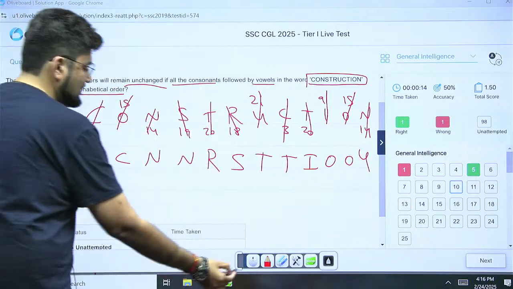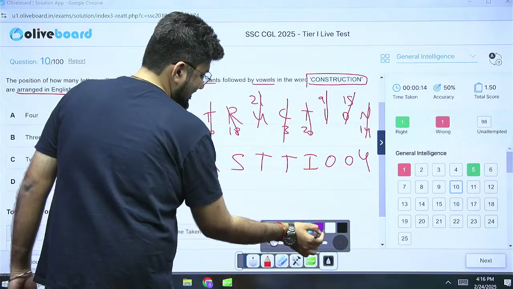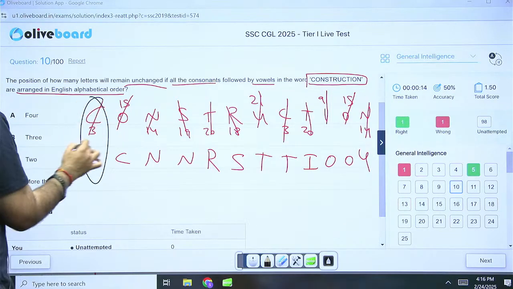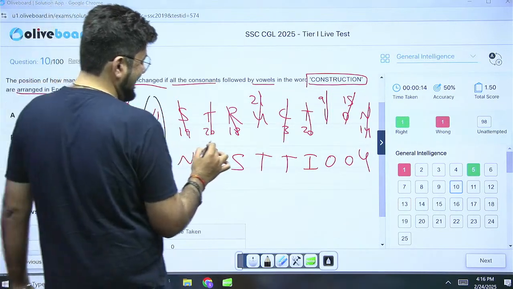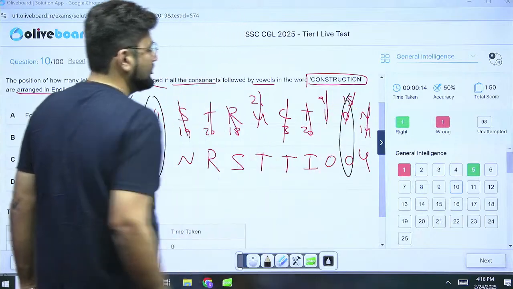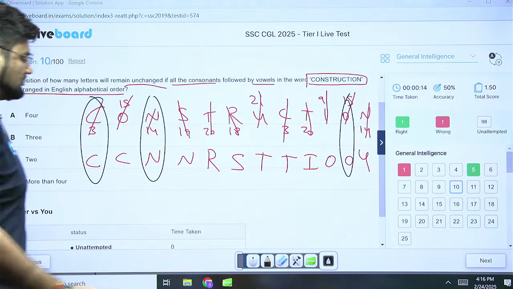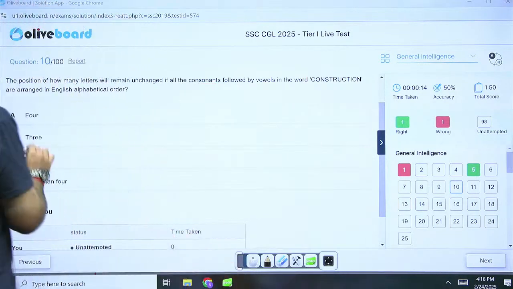Now check for which of these have not changed their position. So we have one C and C as it is, next N and N as it is, and the next one only one here, O and O. So only 3 of them have not changed their position. Rest everybody has changed. So what will be the correct answer? Will be option B, which is 3.